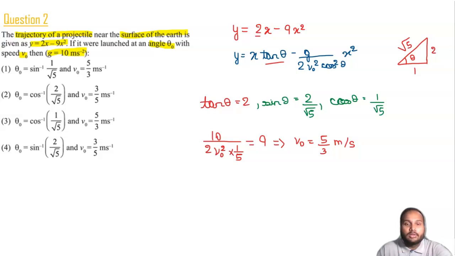So firstly, let us eliminate options by taking the value of v naught. Option 1 can be correct. Option 2 cannot be correct. Similarly, option 3 can be correct, but option 4 cannot be correct. So let us compare by sine theta. If sine theta is 2 by root 5, theta will be equal to sine inverse 2 by root 5. Fine. So option 1 cannot be correct. And if cos theta is equal to 1 by root 5, then theta will be equal to cos inverse 1 by root 5. So therefore, option C will be our correct answer.